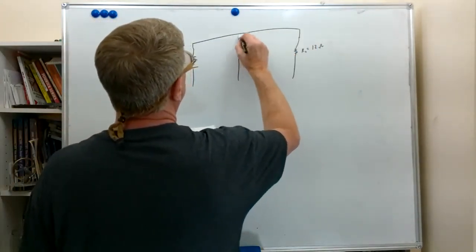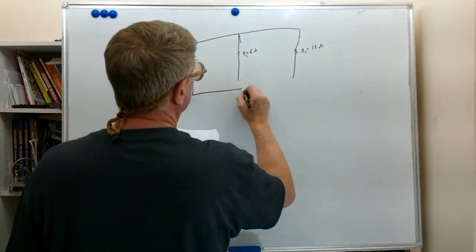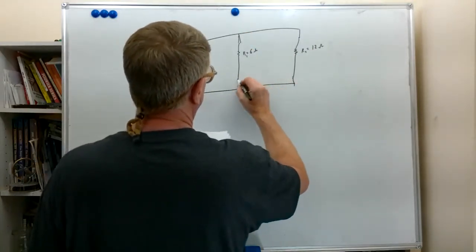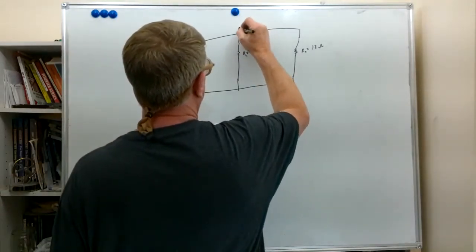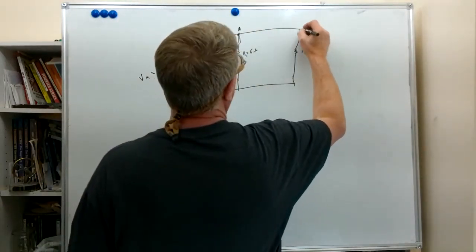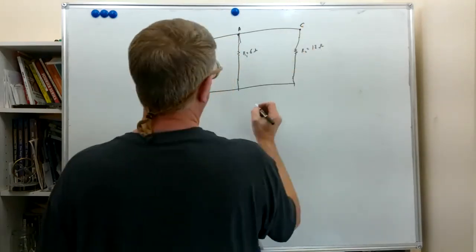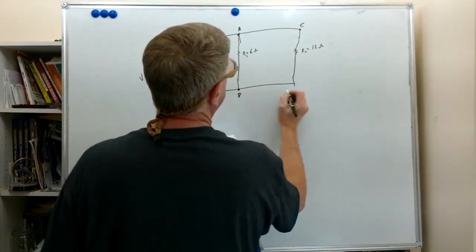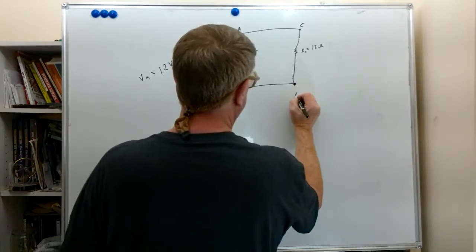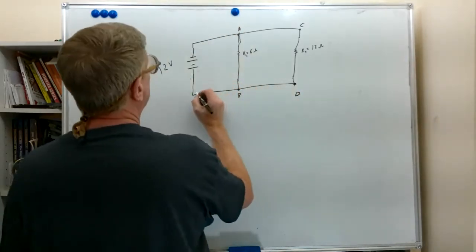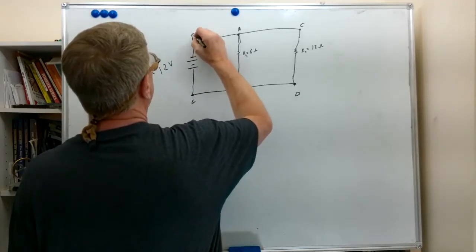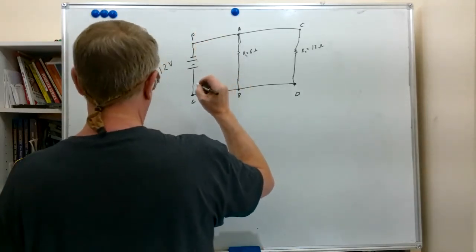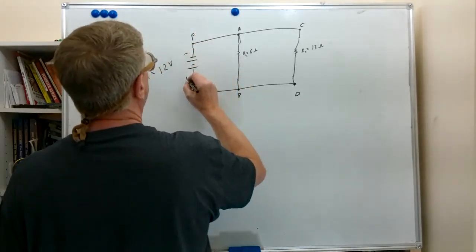Connect them all up here. We'll label these points here. I'm going to call this point A, point C, point B, point D, point E, point F. And we'll put the polarity signs.